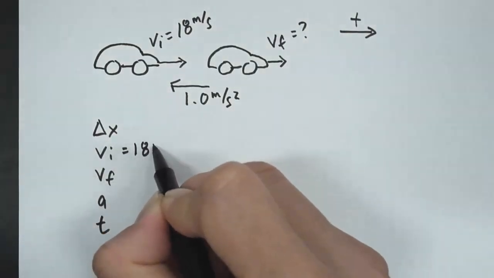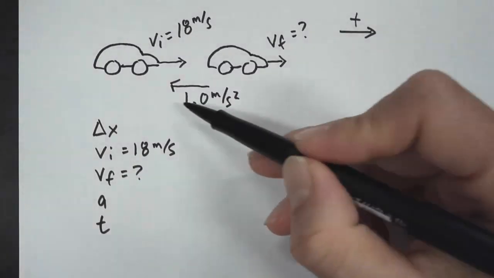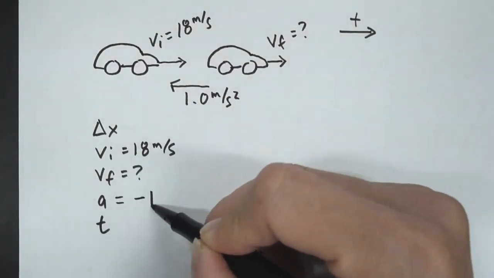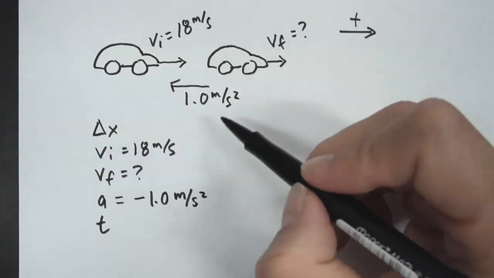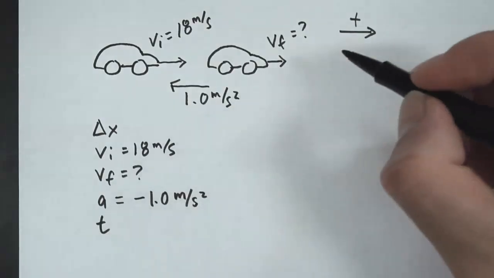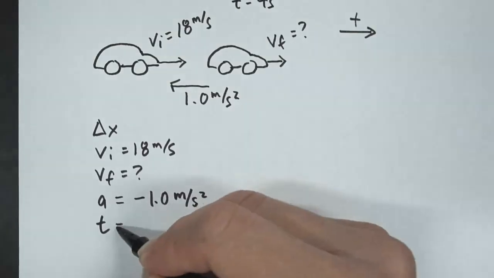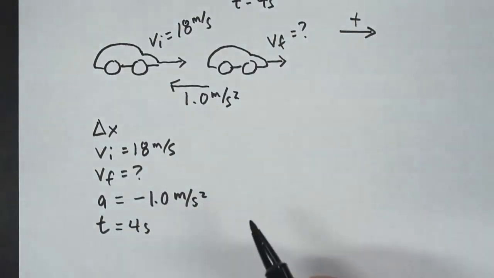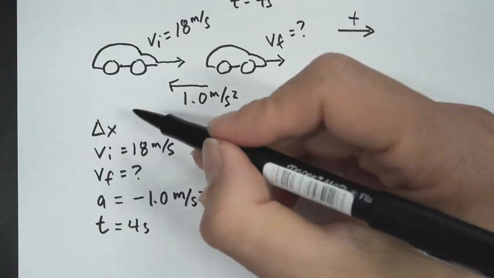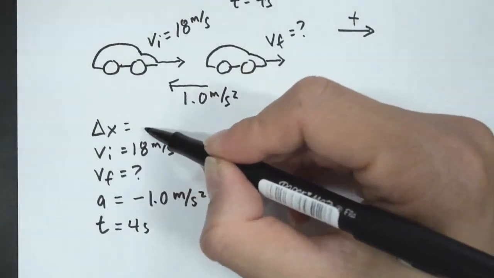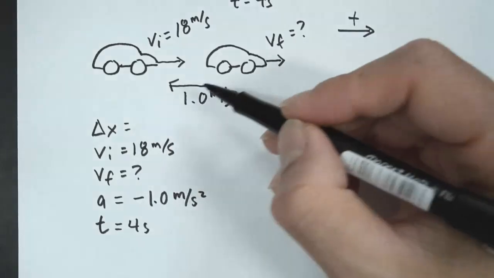And we're going to write in what we know. So these are the knowns. Vi is 18 meters per second. We're looking for Vf. And the acceleration is in the negative direction, so I'm going to write negative 1 meter per second squared. We also know that the time is provided in this problem, which is 4 seconds. So the clue to tell us which equation to use is going to be this one right here, because we don't know anything about delta x, and we're not looking for it. So this variable is not involved in this calculation at all.